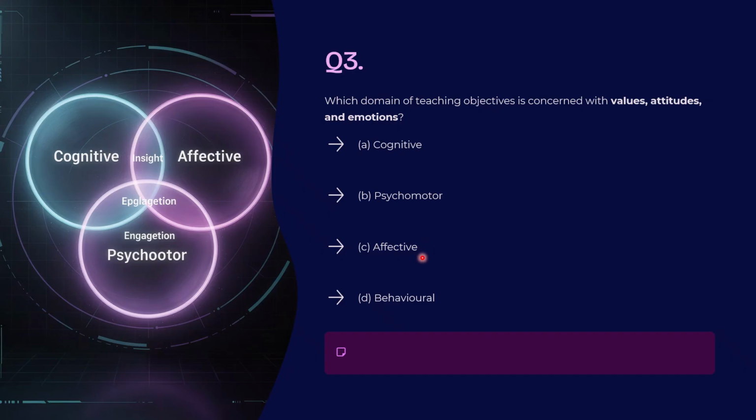Affective. So let's quickly revise Bloom's domains. Cognitive domain deals with knowledge and intellectual development. Affective domain deals with attitudes, values, interests, emotions and feelings. And psychomotor domain deals with skills and physical coordination.